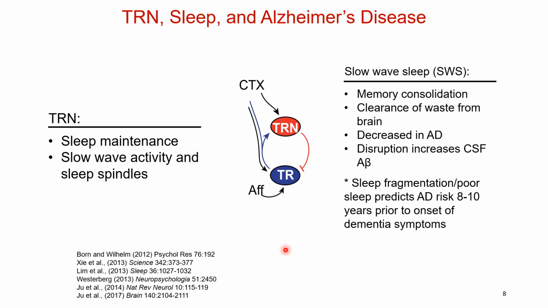It's been known in relevance to Alzheimer's and dementias that slow wave sleep is important for memory consolidation, as well as clearance of waste material from the brain. It has been studied in Alzheimer's patients that slow wave activity is decreased, and if you disrupt slow wave activity in healthy subjects, they found an increase in A beta production in CSF. It's also been known that sleep fragmentation or poor sleep predicts risk 8 to 10 years prior to the onset of dementia symptoms.